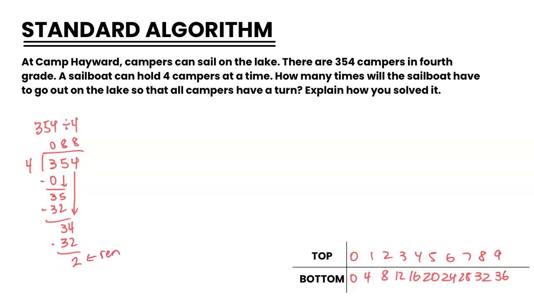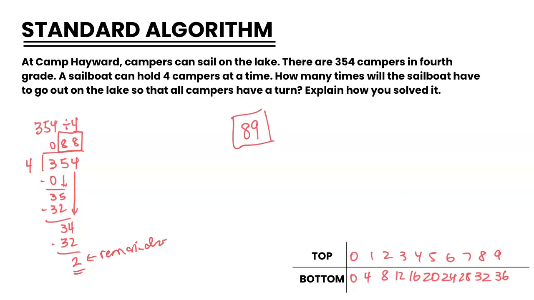And so that tells me, in this particular case, that in order to get all of these 4th graders on a sailboat over onto the other side of the lake, the sailboat is going to have to come over not just 88 times, because 88 times is going to leave us still with 2 children left over. And so in this problem, we are going to have to do what we call increasing the quotient to 89 in order to get all of the students safely across the lake.